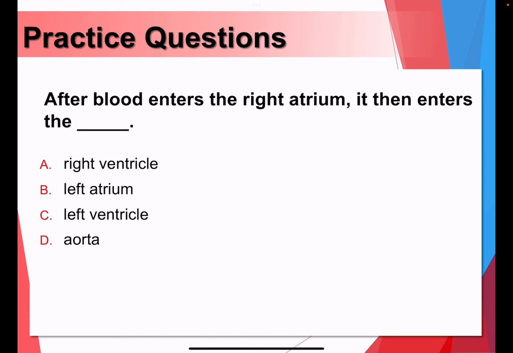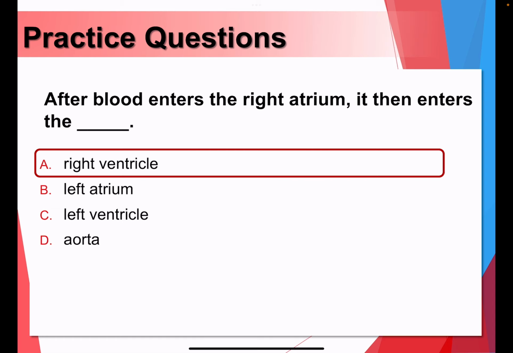Okay, after blood enters the right atrium, it then enters the what? Right ventricle. So expect this type of answer. Be very clear about the routes of circulation because that's what's important within the heart and the pulmonary circuit and systemic circuit. You will see a lot of this type of question on the exam.